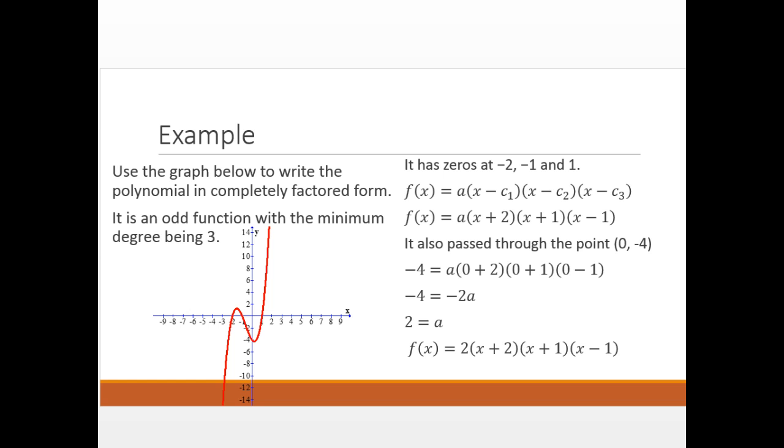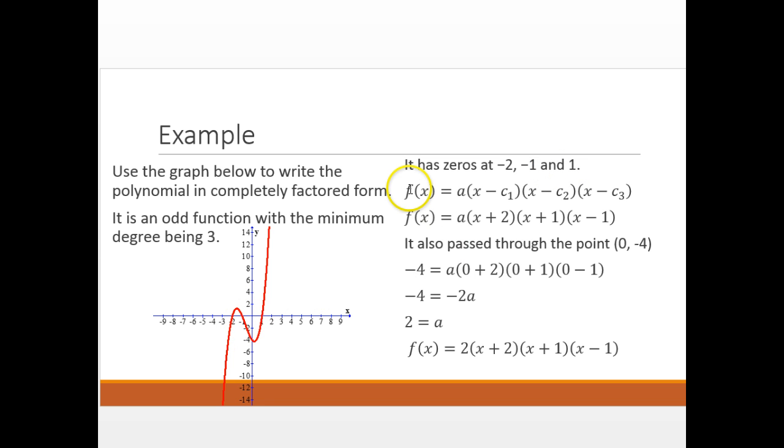Let's look at another example. It says use the graph below to write the polynomial in completely factored form. We know it's an odd function because the end behaviors are opposite. And we know there's 3 zeros, so we know it's at least degree 3. It has zeros at -1, -2, and 1 based on the graph.